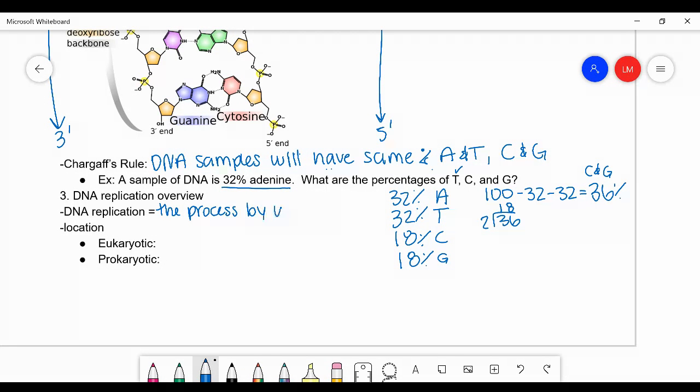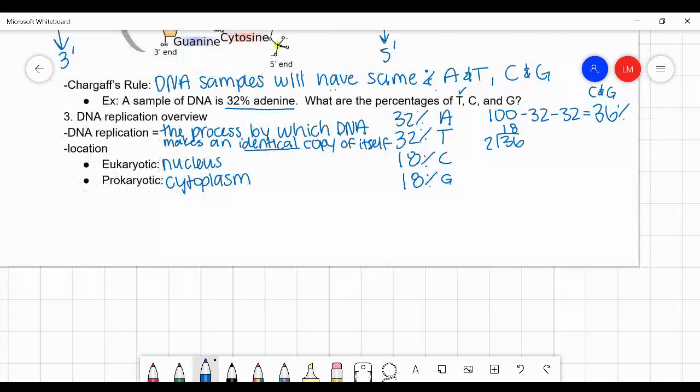by which DNA makes an identical, that's an important word, an identical copy of itself. So we are making exact copies of DNA. And again, the location is going to be different in eukaryotic and prokaryotic cells because this process is going to happen wherever the DNA is housed. So in eukaryotic cells, replication occurs in the nucleus. And in prokaryotic cells, it occurs in the cytoplasm. And that's just because that's where the DNA happens to be.